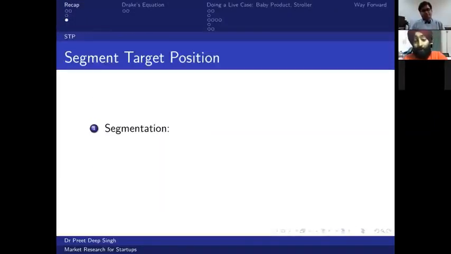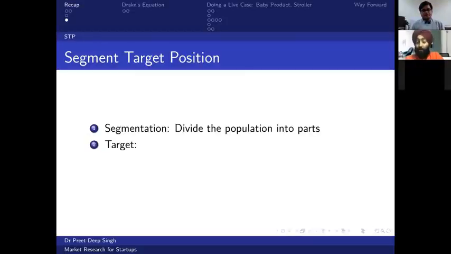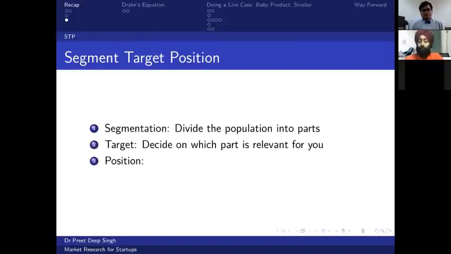Important bit, I hope you remember segmenting, targeting, positioning. Segmentation, I hope some of you can recollect, is to divide the population into parts. Target is, of course, choosing which part is relevant with you. And position, this was part of the homework as well, is what your product conveys, what emotion your product evokes in the users, in the people, right? So with this, let's move on. I thought we would start with a more interesting concept today.